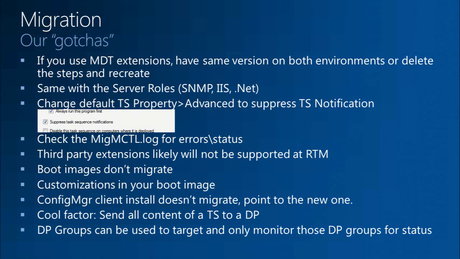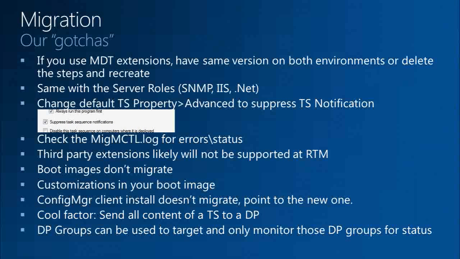Do you want to talk about? Oh yeah, and so in the servers, when I was going through that process to import my task sequence, I went through and got all the obvious ones, but things still failed, and so I actually had to go to the log file to take a look at that. You can check out the migmctl.log, and it'll show you the migration status of everything that you're migrating. So it was pretty easy to go in there and find out that I had some server roles like SNMP and IIS and .NET that I needed to remove, and then migrate it, and then add those back.